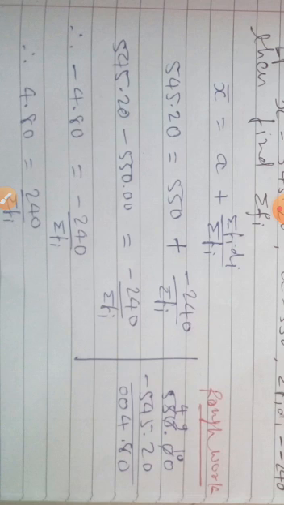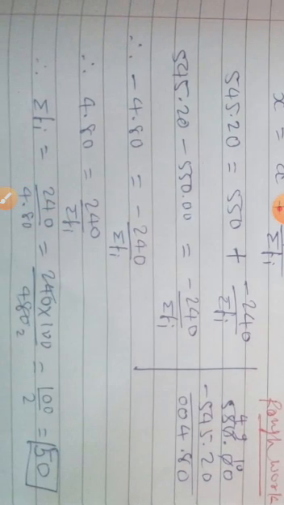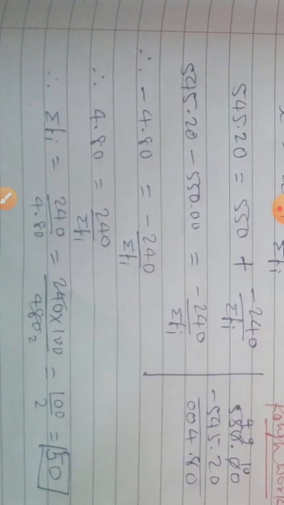Okay, the right side is minus 240 upon sigma fi. Now, how to make sigma fi the subject? First of all, we cancel out both minus signs on the left and right side. So the LHS minus sign and RHS minus sign are both removed. This becomes positive.